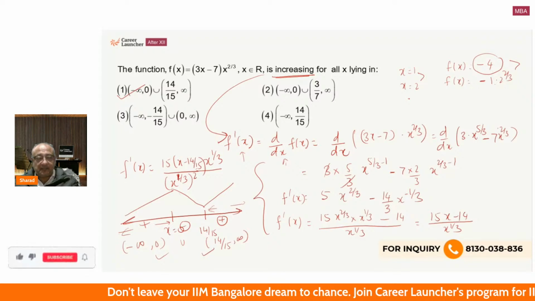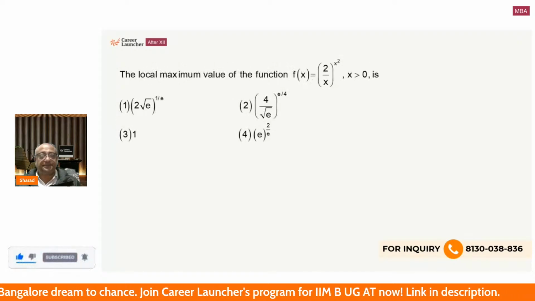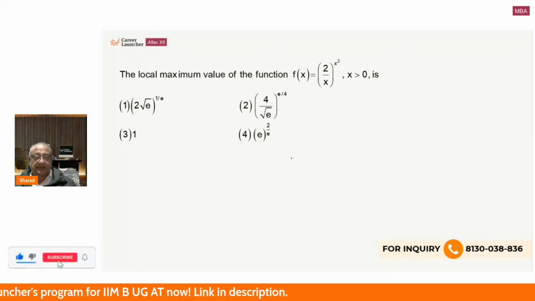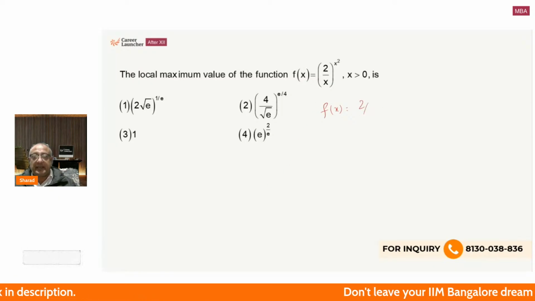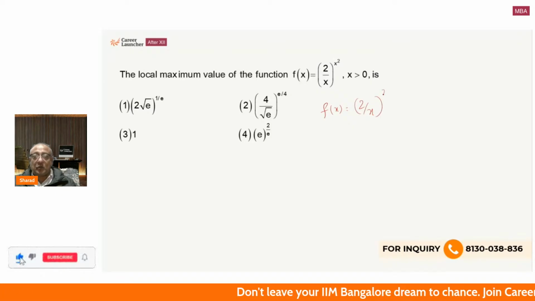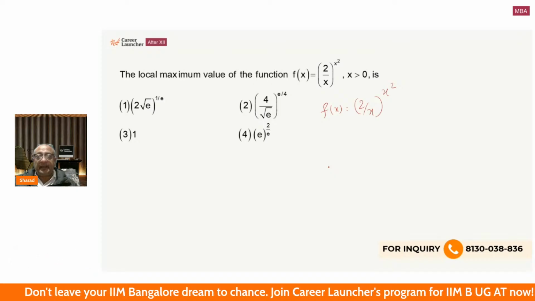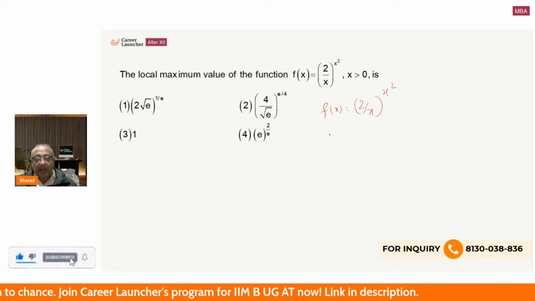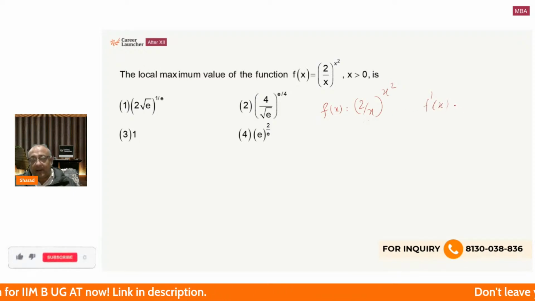Let me see the remarks. Yes, understood. Let me go to the next question, which is here. Find the local maximum value of this. Wonderful. f(x) is equal to (2 by x) raised to x square. Again, these powers are there and I have to find f dash x. How do I find f dash x, or for that matter, d by dx of f(x)?